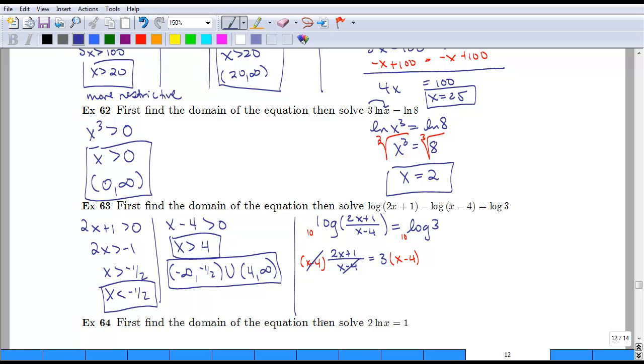So now these are going to divide to be 1, and we have 2x plus 1 is equal to 3x minus 12. So in this case, I'm going to subtract 2x and add 12 to move things to the other side, and we are left with 13 is equal to x. So if we check to make sure that that is in our domain, it is greater than 4, so we are okay. x is equal to 13 is our solution to this problem.